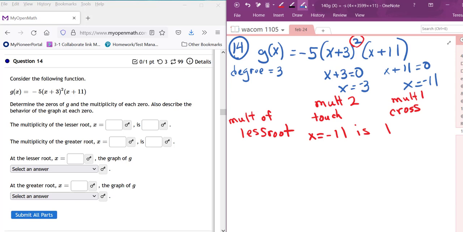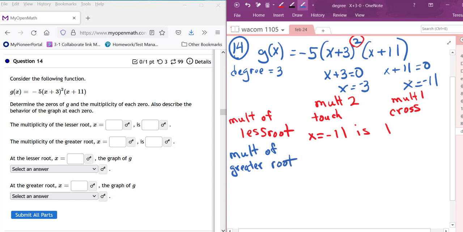Then they say the multiplicity of the greater root, so the bigger one, which would be negative 3, that would go in your first box, is 2. And then down here you're going to answer whether it crosses or touches. So of the lesser root, x equals negative 11, the graph of g, and then you'll drop down and you will choose this one will cross, and this one will touch and turn.